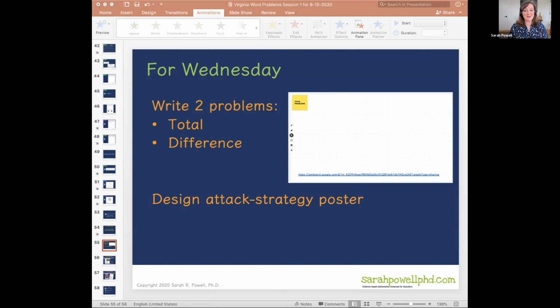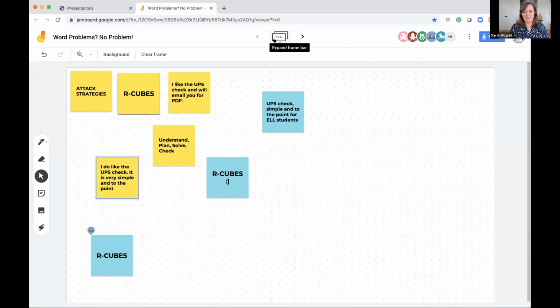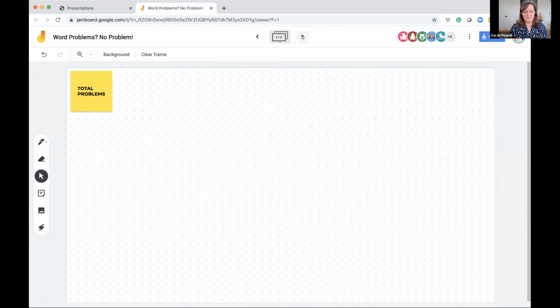I see some people are already adding a lot of attack strategies. That's great. That looks great. But on our Jamboard, when you go over there, at the very top, you see that there's 4 screens here. So over here are total problems. So by Wednesday, I would like you to be reflective and give me a total problem that your students might have to set up and solve.